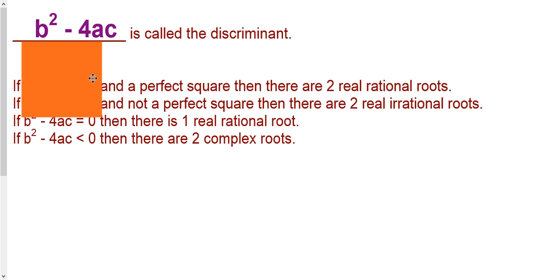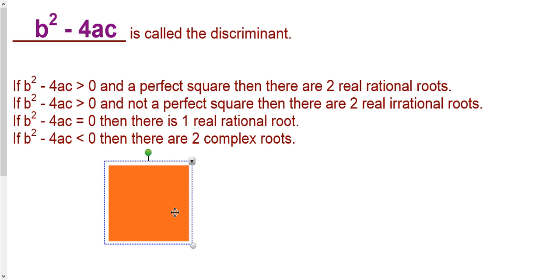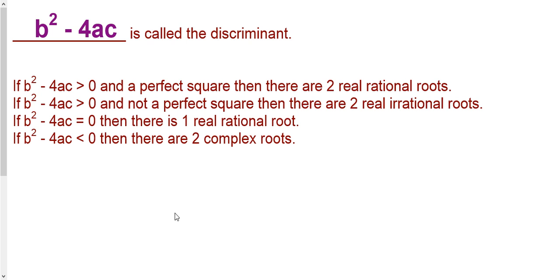If that b squared minus 4ac was equal to 0, that's where we had one rational root. Now, if that b squared minus 4ac was greater than 0, that's where we had two roots. If that was a perfect square, it was two rational roots. If that was not a perfect square, we'd take the square root of something that didn't work out nice, so we get square roots in it, and that was two irrational roots.